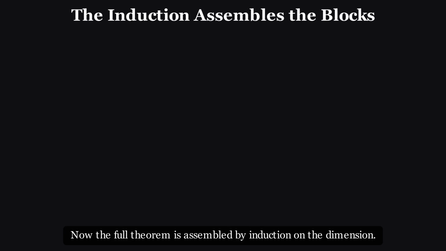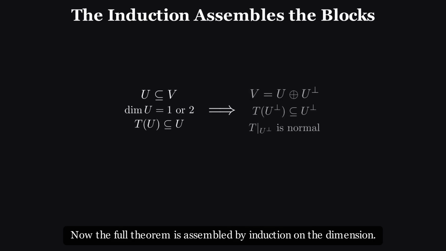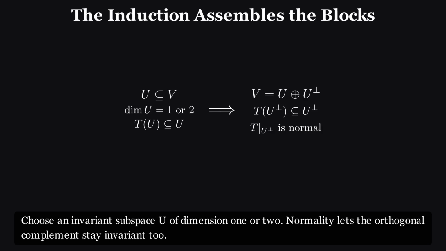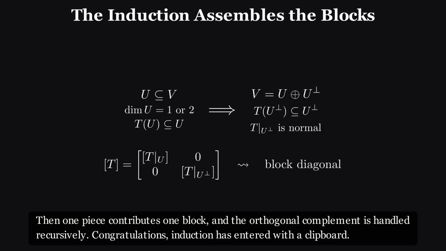Now the full theorem is assembled by induction on the dimension. Choose an invariant subspace U of dimension 1 or 2. Normality lets the orthogonal complement stay invariant too. Then one piece contributes one block, and the orthogonal complement is handled recursively. Congratulations! Induction has entered with a clipboard.